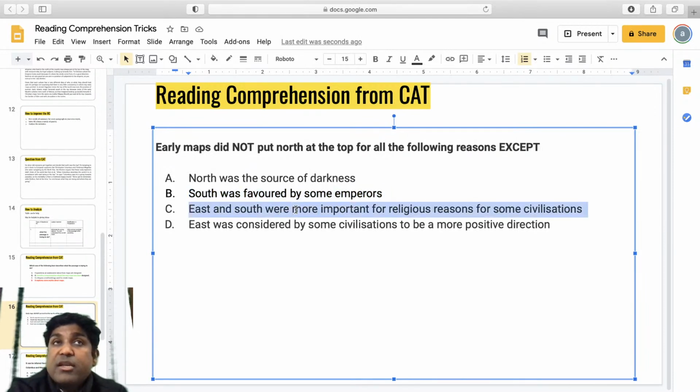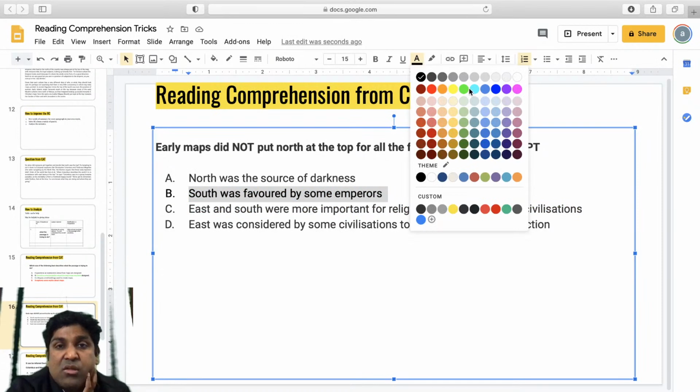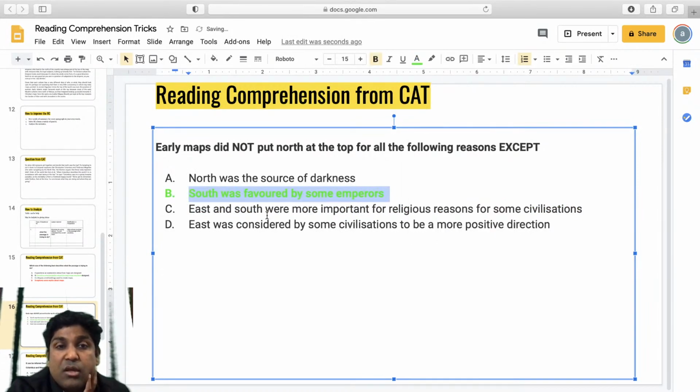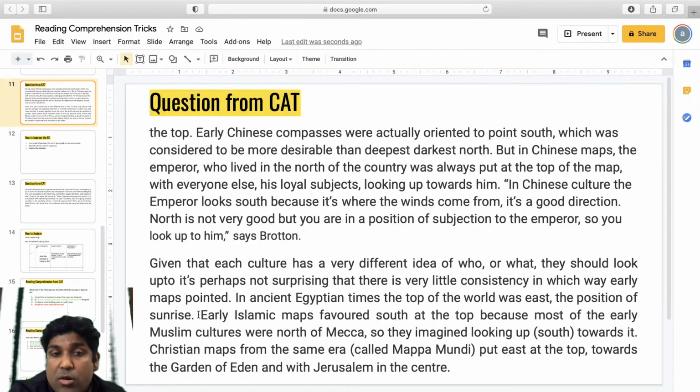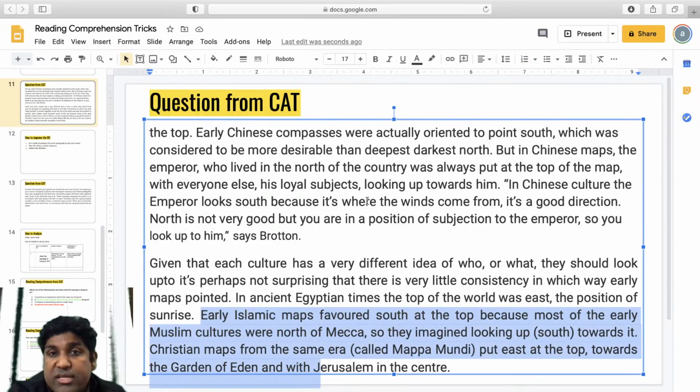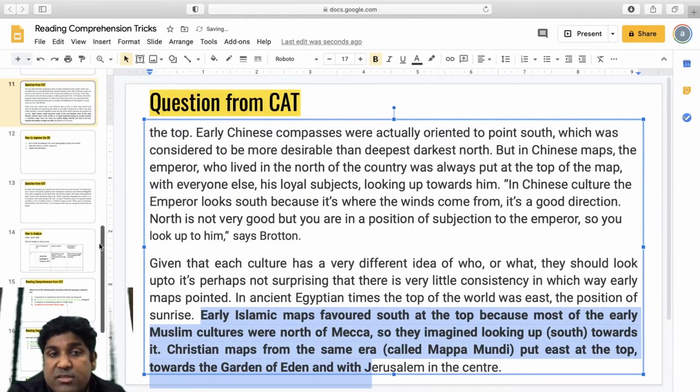What they mentioned is that in China the emperor used to stay in the north, hence north was at the top of the maps, but they never mentioned that south was favored by emperors. This is the right answer. Let's still read the other options. South and east were more important for religious reasons for some civilizations. Yeah, east and south were important. We have read here that in certain cultures, such as Islamic and Christian culture, east and south were given more importance. So that way it is correct.